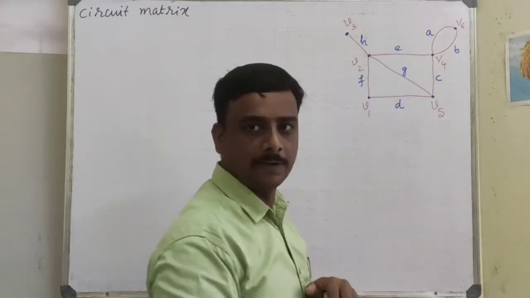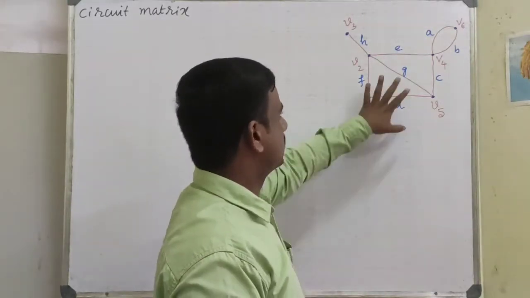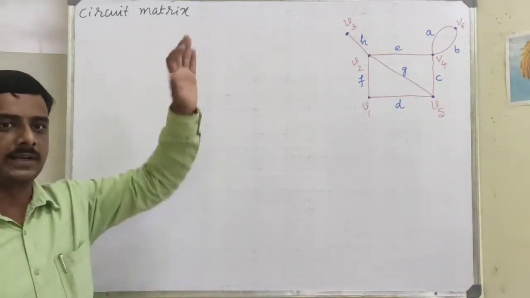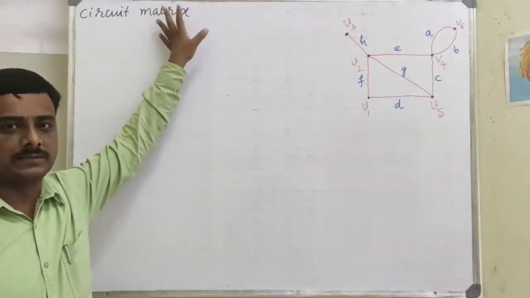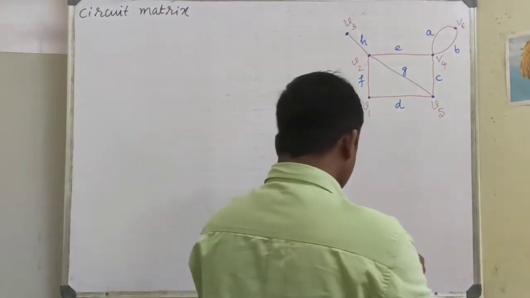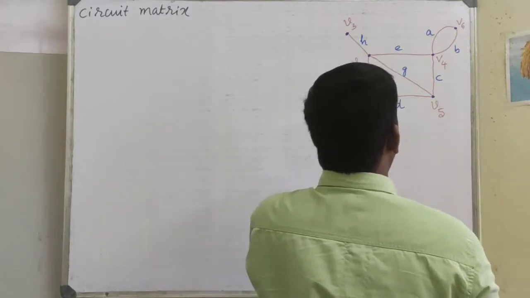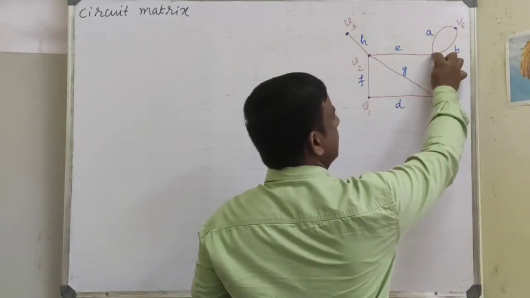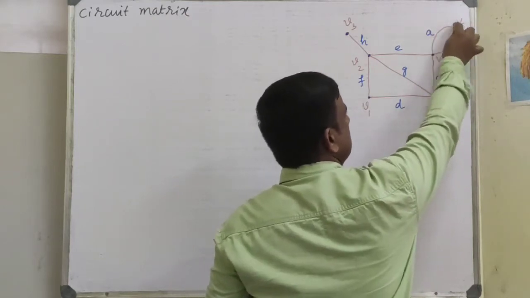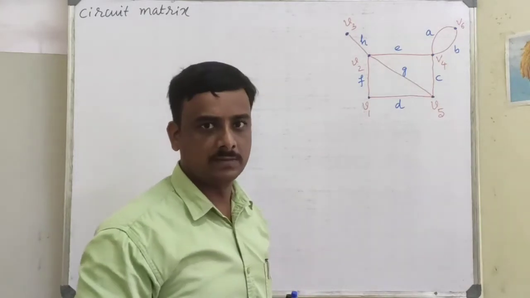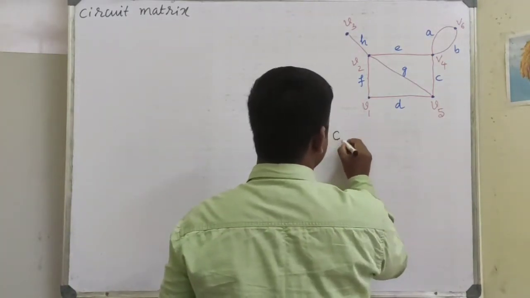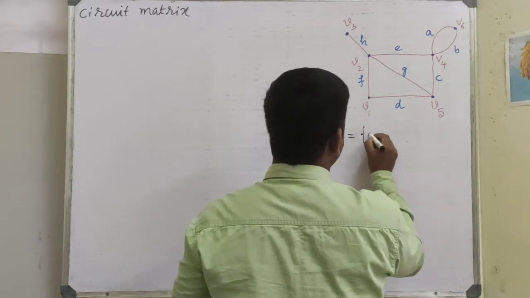Here I have the graph. Now first I have to identify the circuits in this graph. Before writing the circuit matrix of the graph, first you need to identify what the circuits are. I will start from this vertex. This edge A, again edge B. That forms a closed trail. Edges are distinct, so that is a closed trail. So first circuit, C1 equal to A, B.